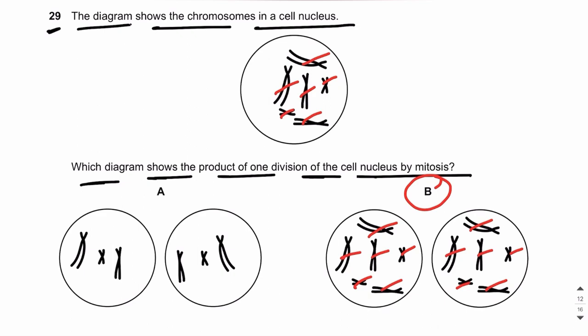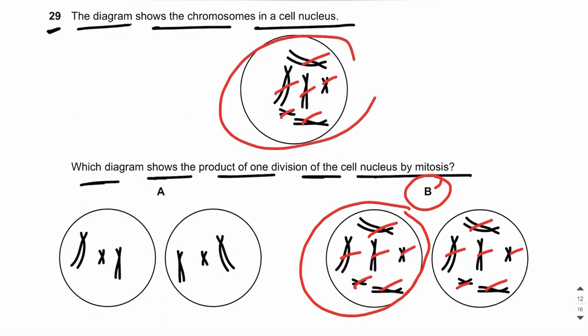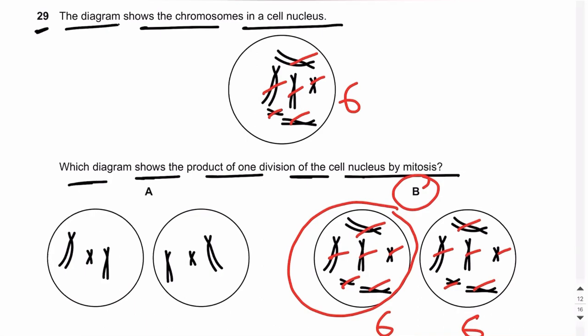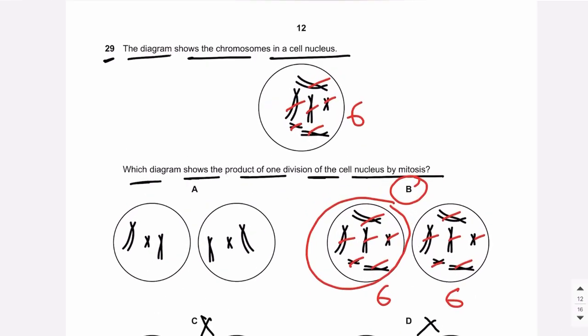Whenever mitosis occurs, each daughter nucleus will contain the same number of chromosomes as the parent nucleus. So for example, over here we have 6 chromosomes. So in each daughter nucleus we will have 6 chromosomes. So B is the answer, which shows mitosis.